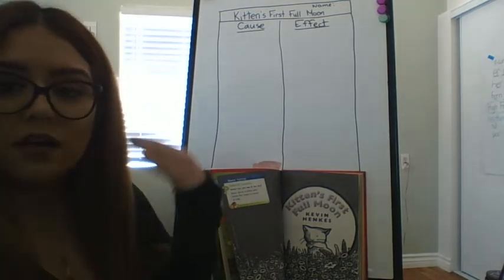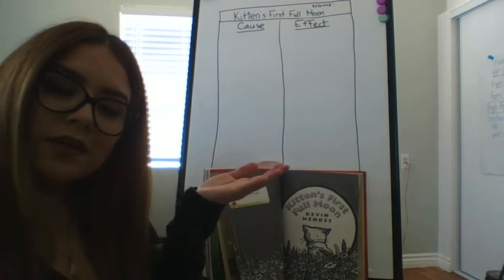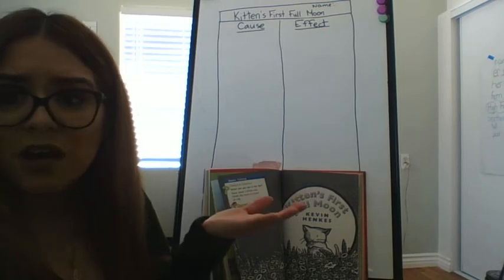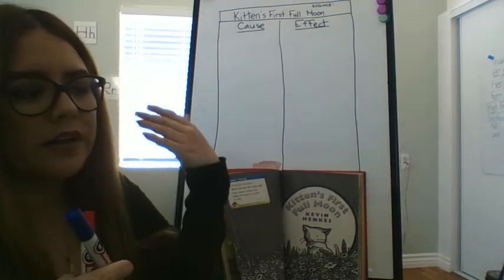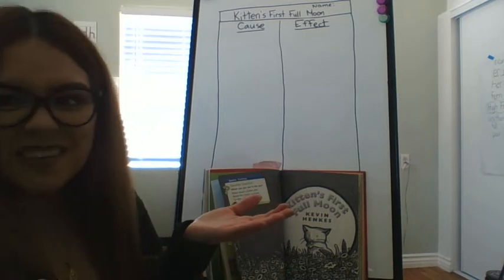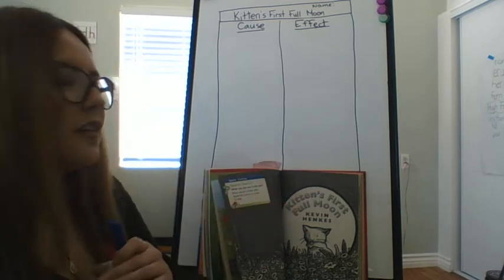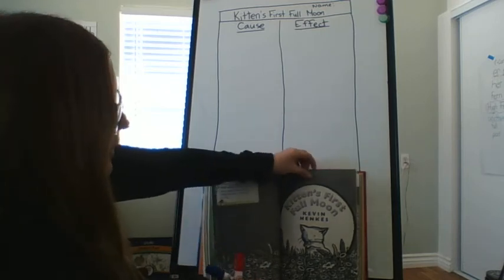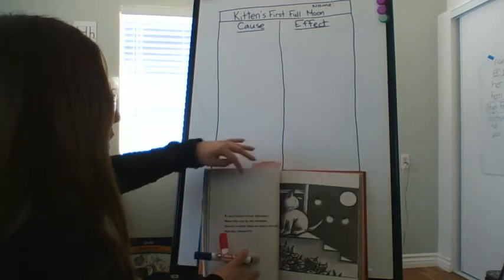So the cause is it's sunny outside. The effect is I'm going to be hot. Or I don't wear sunscreen. The effect is I'm going to get sunburned, right? So in the story, we're going to look at Kitten's first full moon and see what happens. What are the causes and effects?